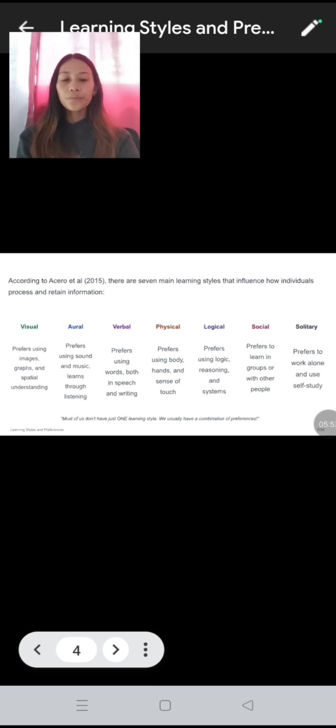So the sixth, social learning style. This style is for people who learn best when interacting with others, and prefer to learn in groups or with other people. If study groups, discussions, and teaching others help you learn the best, you might be a social learner.